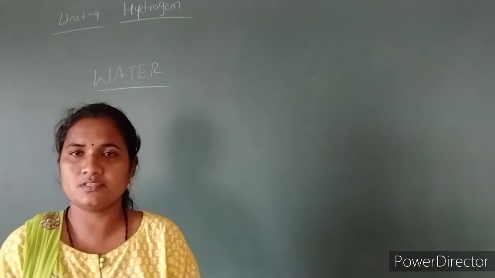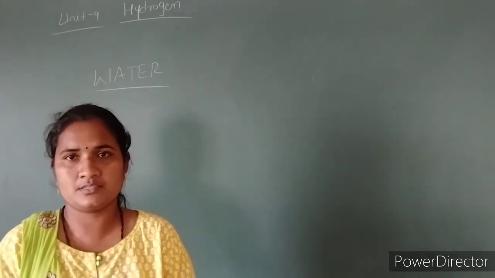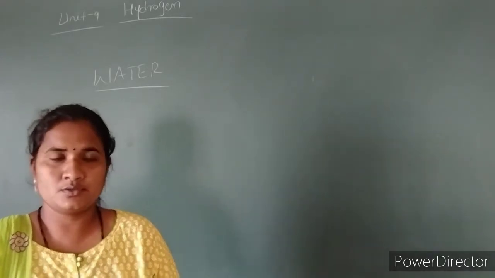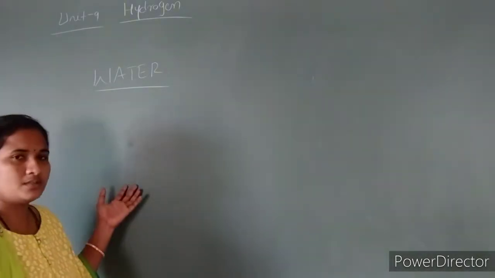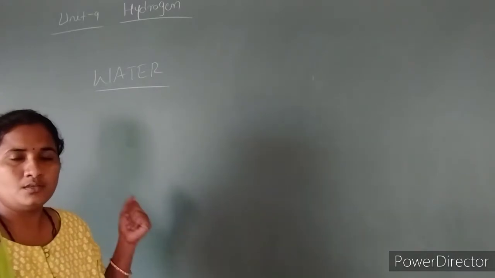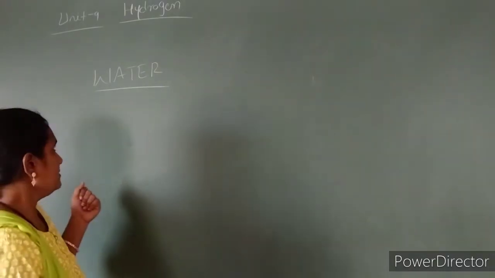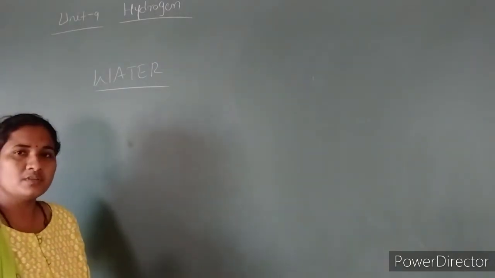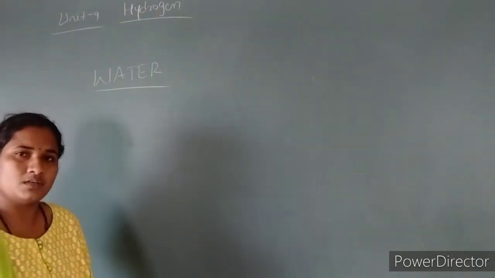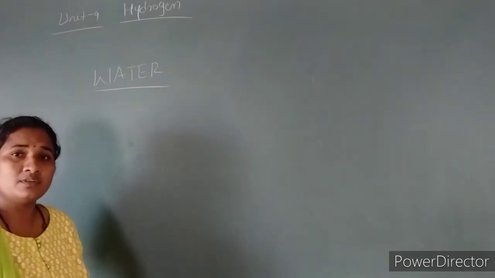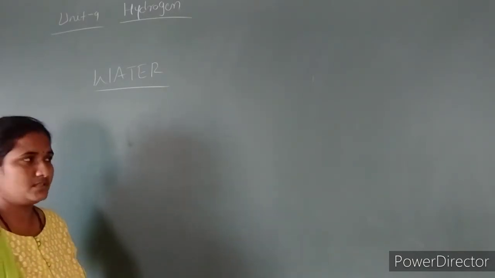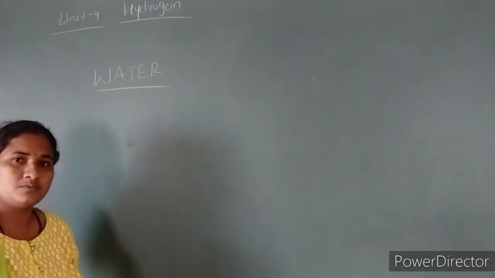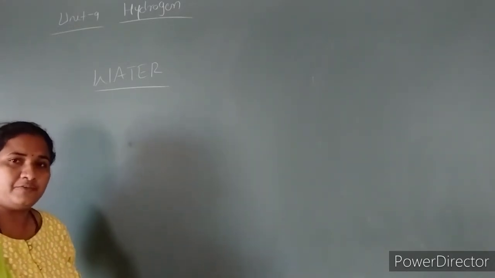In the last session we discussed hydrogen as well as the binary compounds of hydrogen, that is hydrides. So now we will discuss the next part, that is water. Earth is 75% water, the human body is more than 65% water, and plants contain more than 95% water. It is the major source for all living organisms present in the environment.